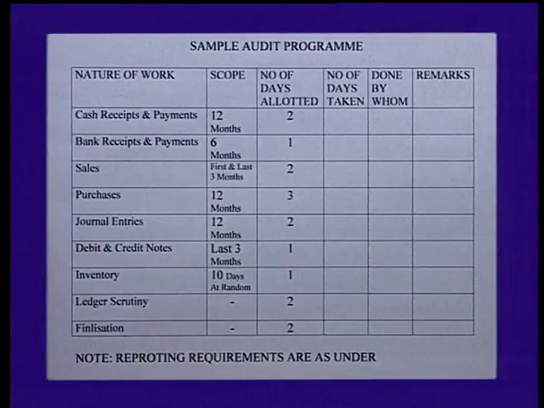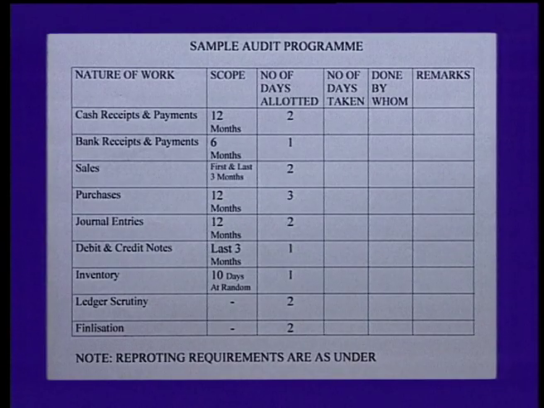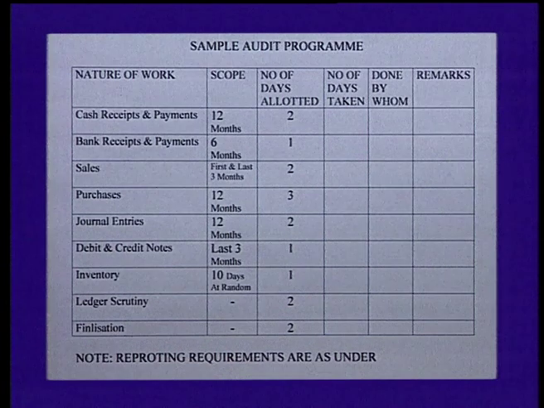Now, once these things are there, he will prepare an audit program. I have given you a small sample audit program. Now, this sample audit program has different columns. The first column is the nature of work, the second column is the scope, that is what is the scope of the work, whether you should do it 100%, whether you should do it for 6 months or 3 months or sample checking. The third column gives the number of days allotted for a particular work. The fourth column gives the number of days taken actually by the audit assistant. Then the next column gives the name of the person or persons who have actually done this work, and the last column is for remarks.